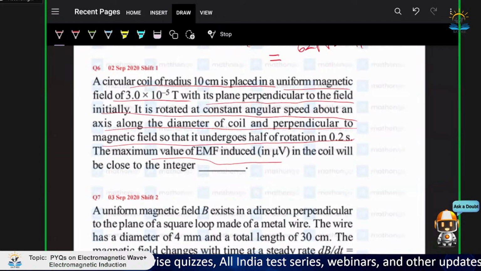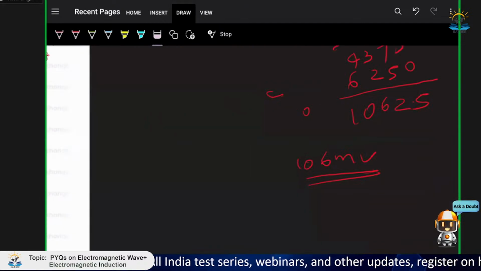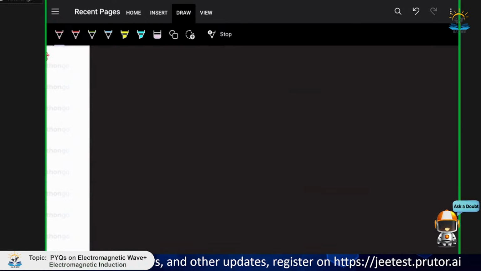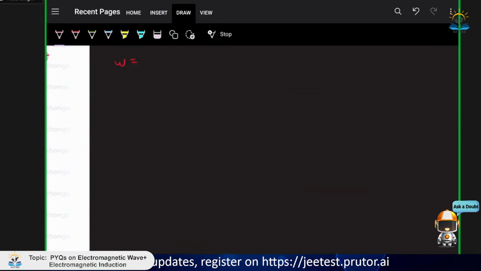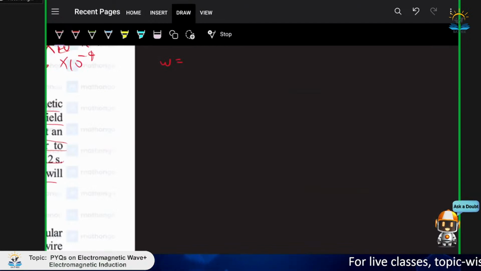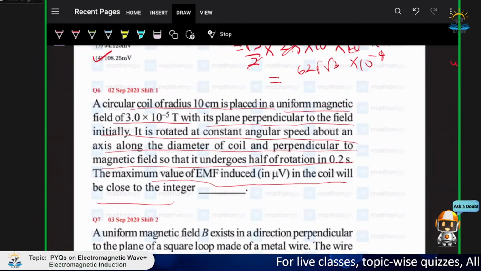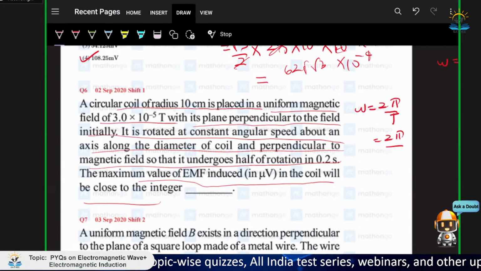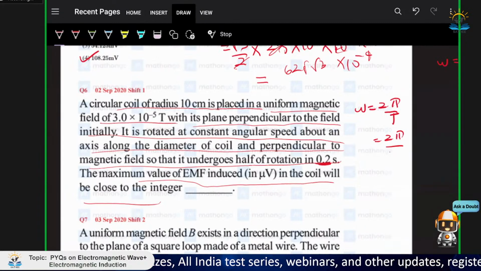Correct. How do we do this? Look. First, let's find what omega is. Omega is 2 pi by T, correct? Yes, 2 pi by T. Half rotation takes 0.2 second, so total time will be 0.4, correct? So omega will be pi by 0.2. We got omega, right?